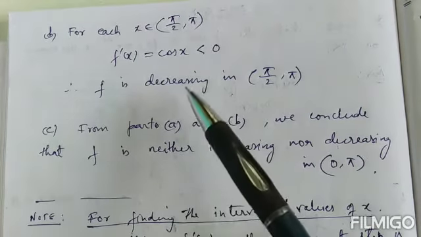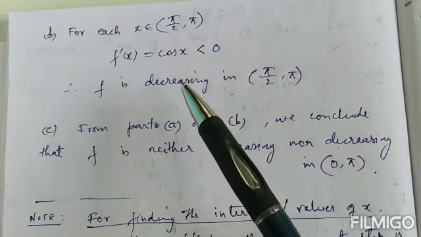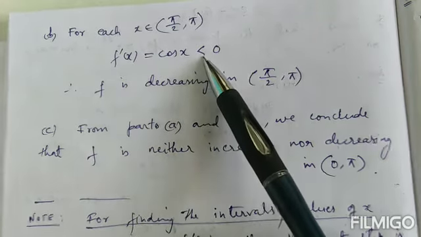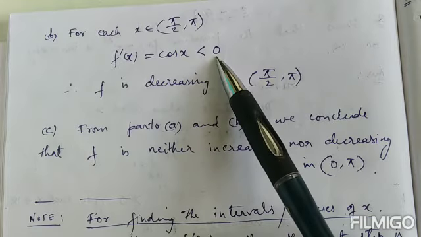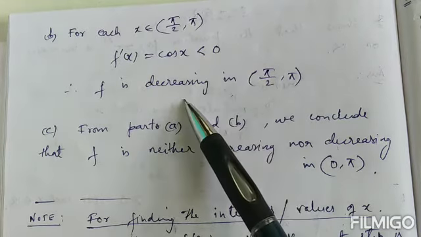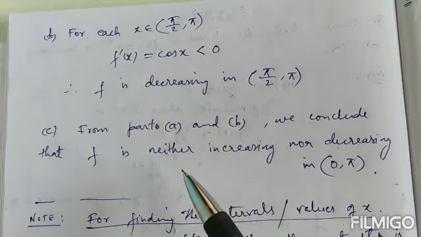So I write here for number B. For each x belongs to pi by 2 to pi, f dash x equal to cos of x is less than 0. As I have explained in the graph, it's less than 0. That means it will be a decreasing function in the pi by 2 to pi open interval.